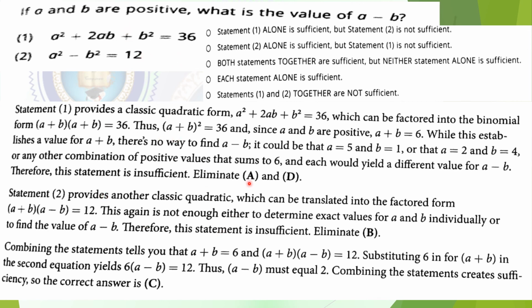Clubbing them together, from the first statement you can tell that a plus b is equal to 6. From the second statement's expression, just substitute a plus b equal to 6 in the second equation, and then you can easily determine the value of a minus b. So a minus b is equal to 2. So option C is correct: both statements together are sufficient to answer the question.